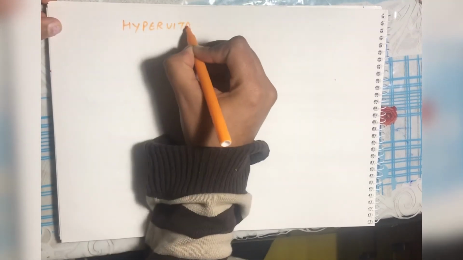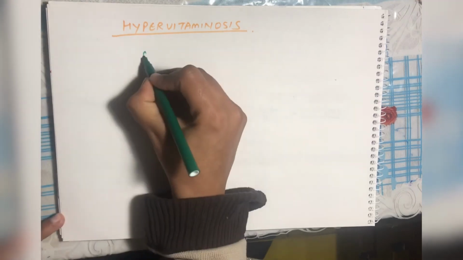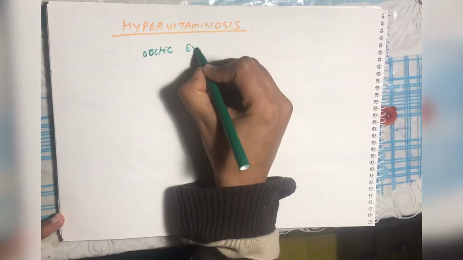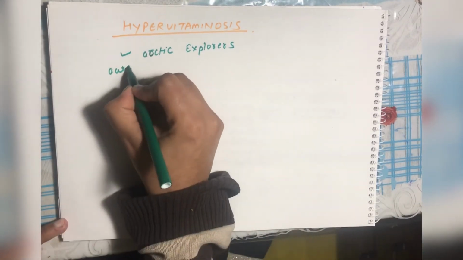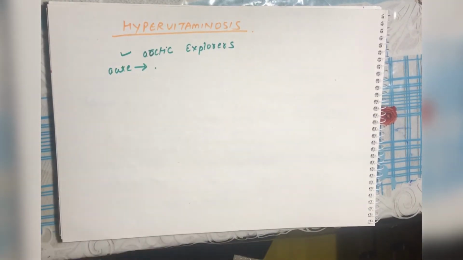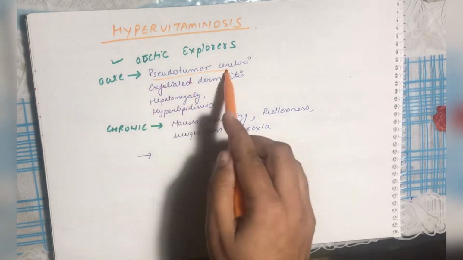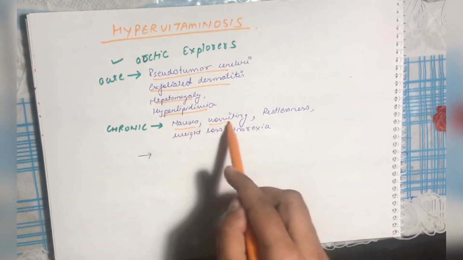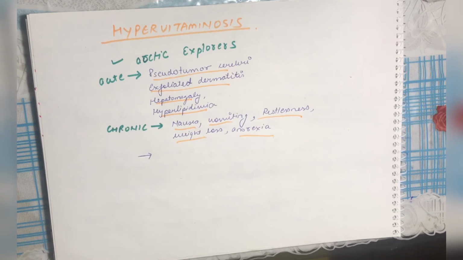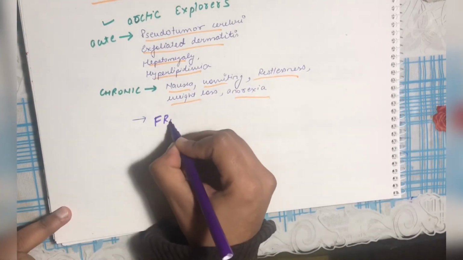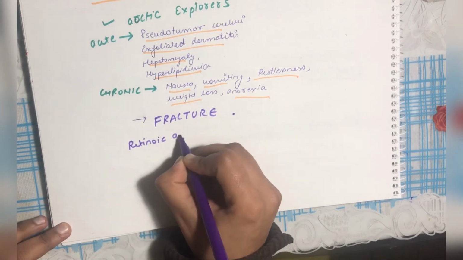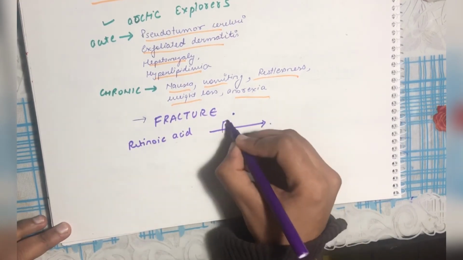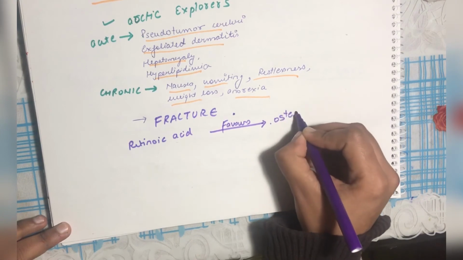So next we will talk about hypervitaminosis. What is hypervitaminosis? Hypervitaminosis is usually seen in people of the Arctic region, who are Arctic explorers. Why? Because the people there eat a lot of bear liver, which is very rich in vitamin A. So in acute cases we see pseudotumor cerebri, exfoliative dermatitis, hepatomegaly, and hyperlipidemia, and in chronic cases we see nausea, vomiting, restlessness. It causes fracture because retinoic acid favors osteoclastic activity.